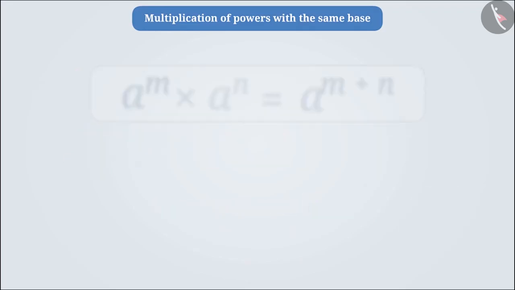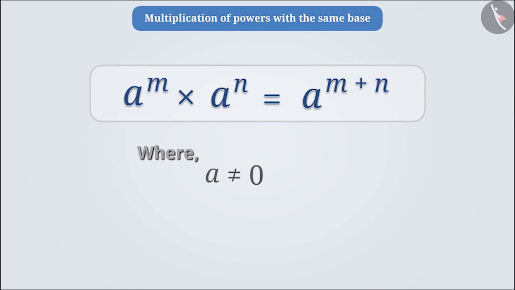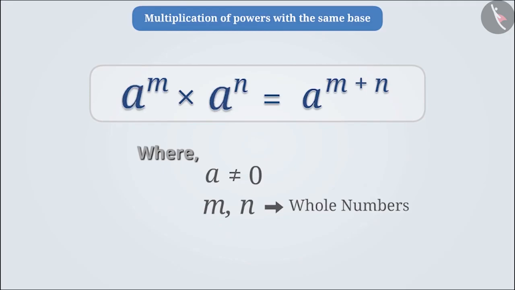You are absolutely correct. We can say that for a non-zero integer a and whole numbers m and n, a to the power of m into a to the power of n is equal to a to the power of m plus n. This means that if there is an exponent in the numbers to be multiplied, then we will add all the powers and write the result as the power of the base.